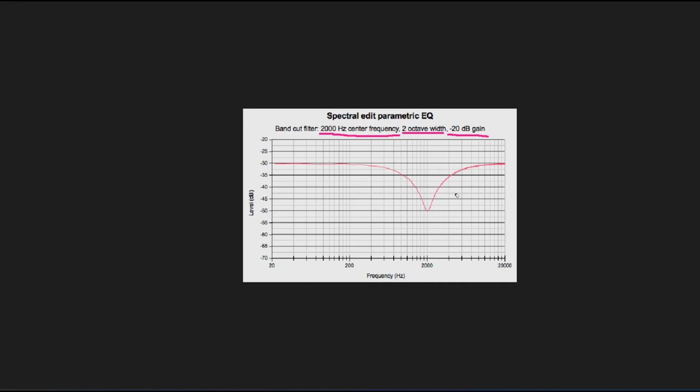However, today we're going to be looking at what's called a semi-parametric EQ. When we are talking about a semi-parametric EQ, it means we only have control over a couple of the parameters. Specifically, we don't have control over the width of the filter. Rather, we have control of the center frequency and the gain.